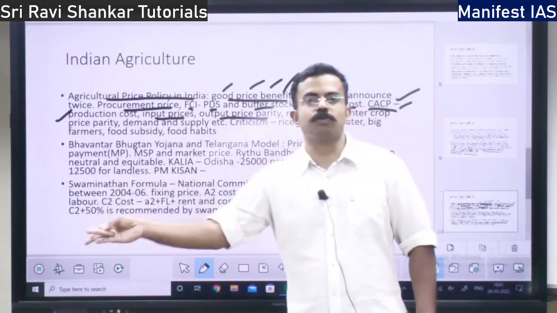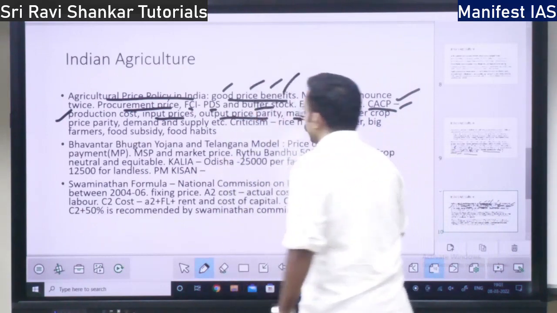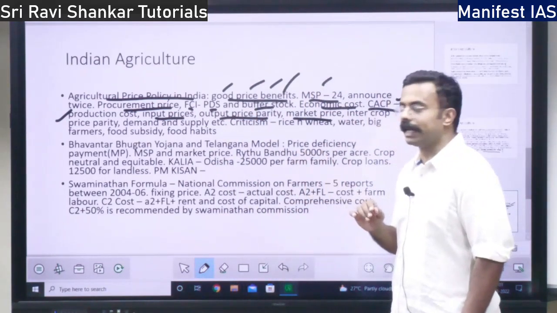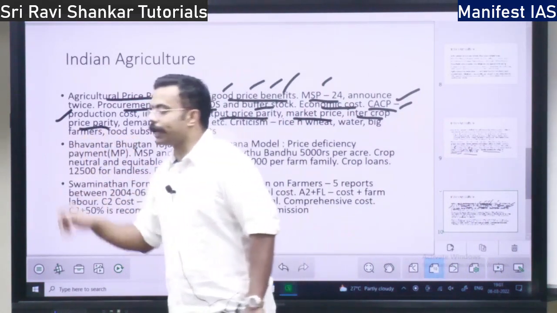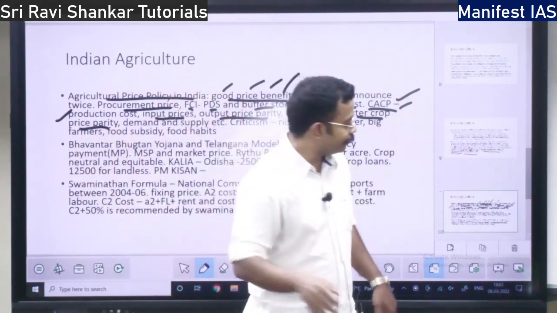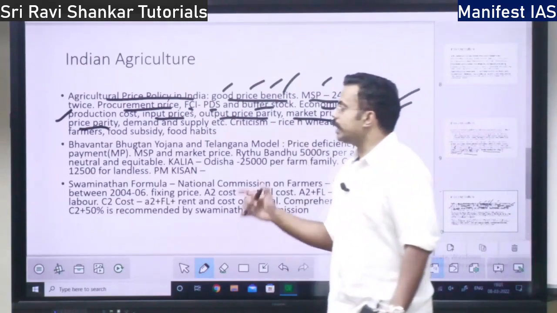Wheat, what is the price? Rice, what is the price? So, comparison of the price. Then it will take into account the market price. Then it will take into consideration intercrop price parity. What is the difference between various crops? Parity among the various crops.